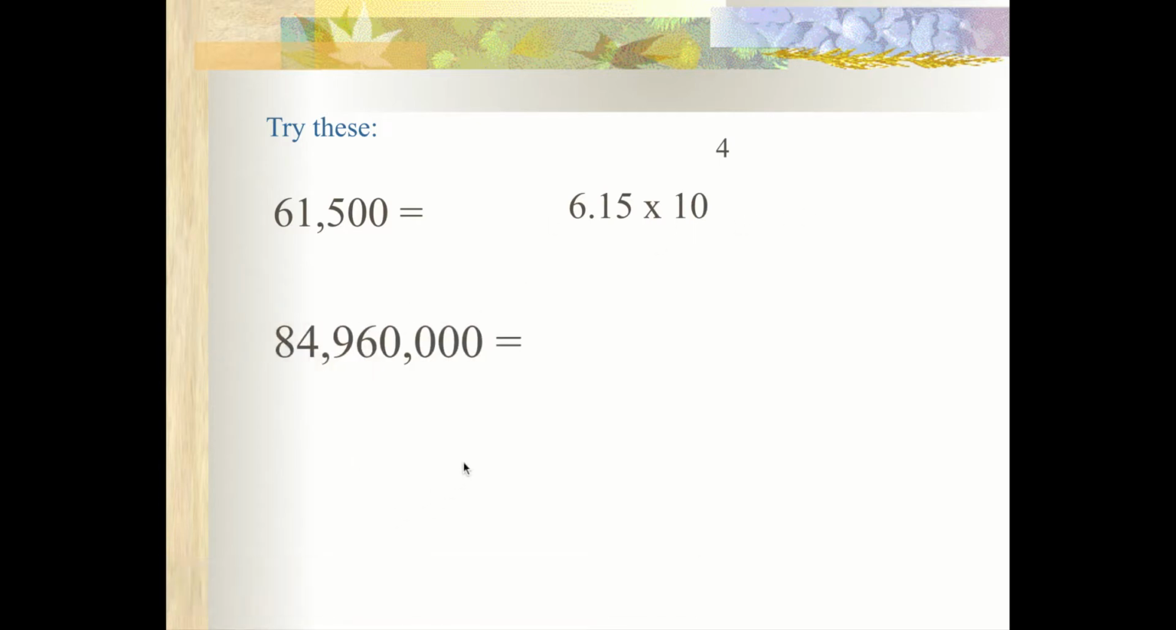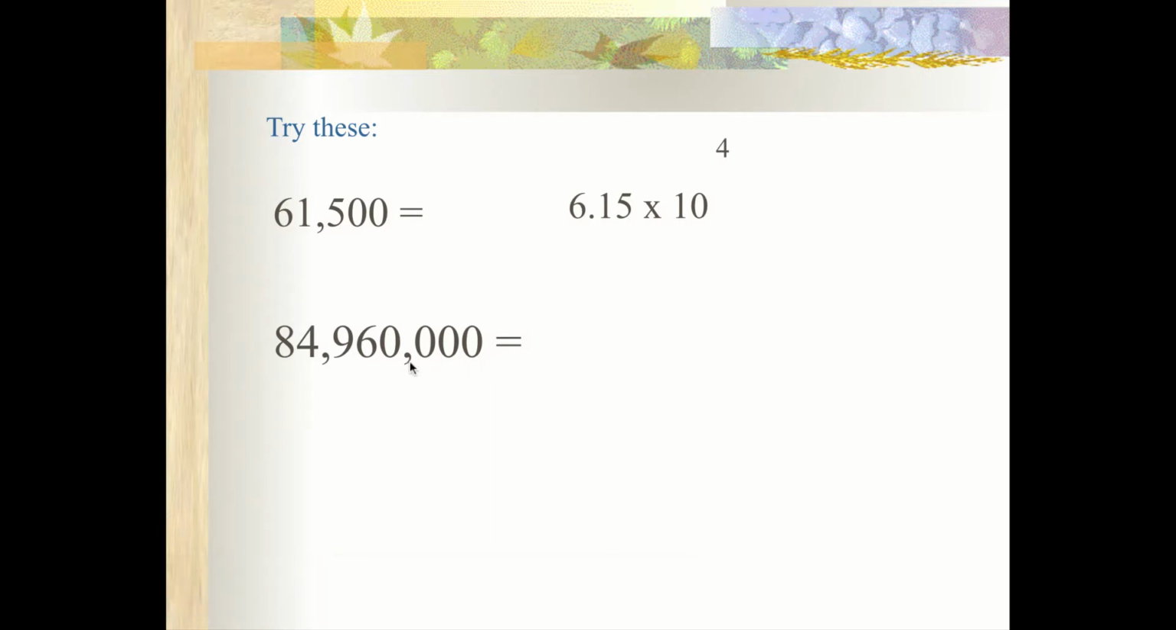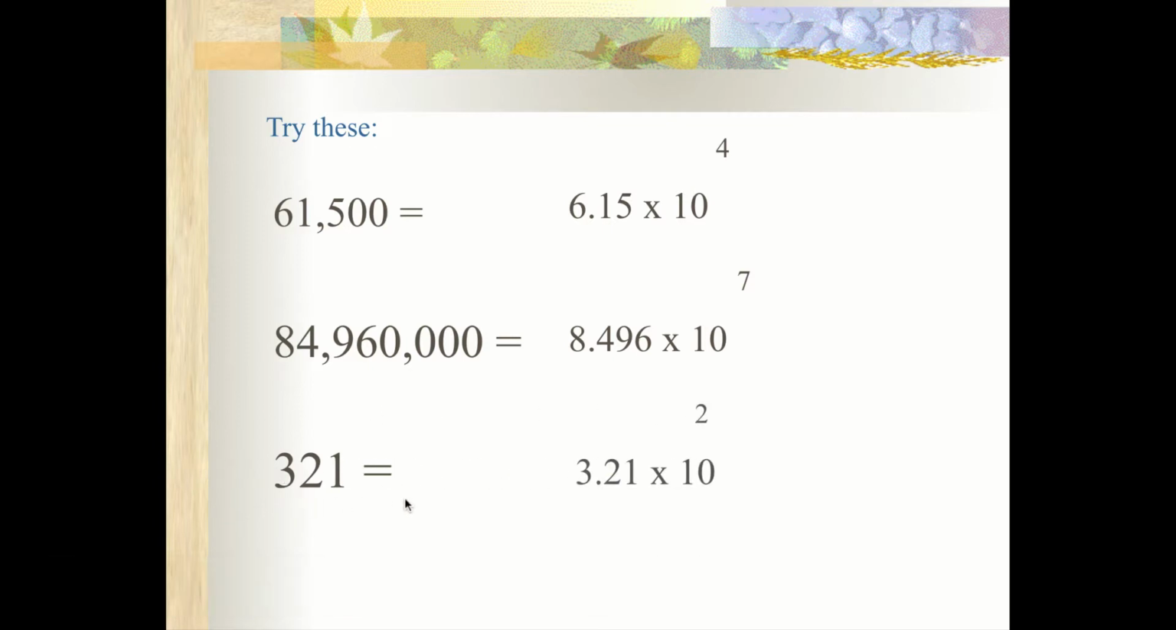Let's try another one. We're going to remember our decimals here. We're going to move it 1, 2, 3, 4, 5, 6, 7. So we should have 8.496 times 10 to the 7. Let's look at one more. 321. I'm going to move it 1, 2. So I should have 3.21 times 10 to the 2.